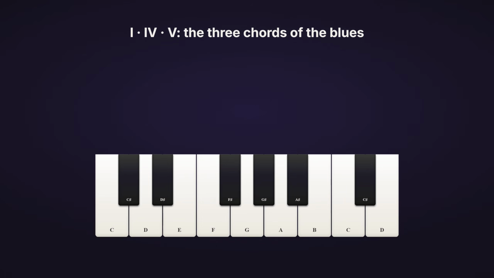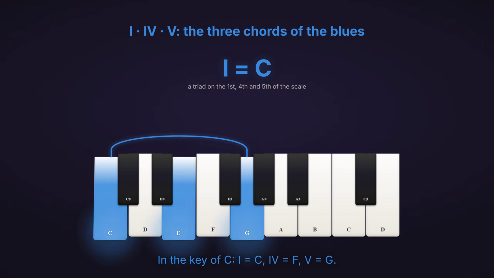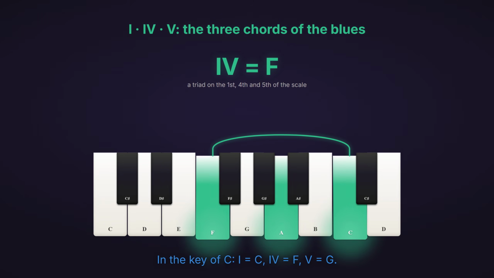The whole form is built from just 3 chords, and we name them with Roman numerals so the idea works in any key. The 1 chord is built on the first note of the scale. In the key of C, that 1 chord is simply C, the C major triad, C, E and G. This is home base, the chord everything else leans away from and returns to. Next comes the 4 chord, built on the 4th note of the scale. In C the 4 chord is F, F, A and C. It feels like a lift, a step away from home.